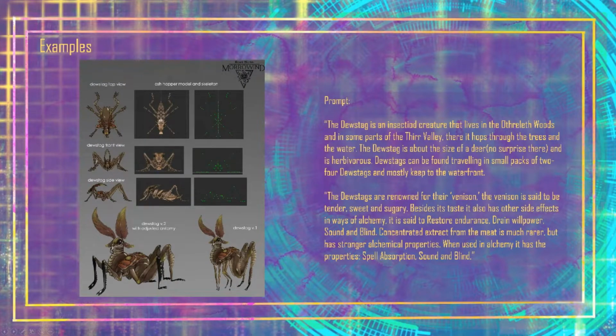This is an example of something that I did for Morrowind with a very good prompt. It doesn't necessarily get into the in-depth anatomy of a deustag, but it tells you, you know, this is where it lives, this is how it moves, this is the size, its diet, and then details about it that are relevant to mechanical things. So, like, it's renowned for its venison. It needs to be meaty.